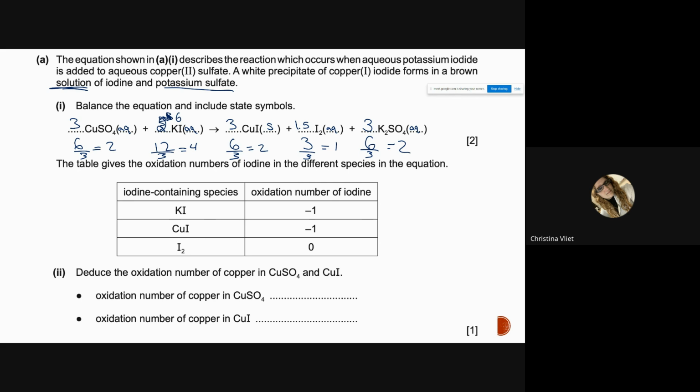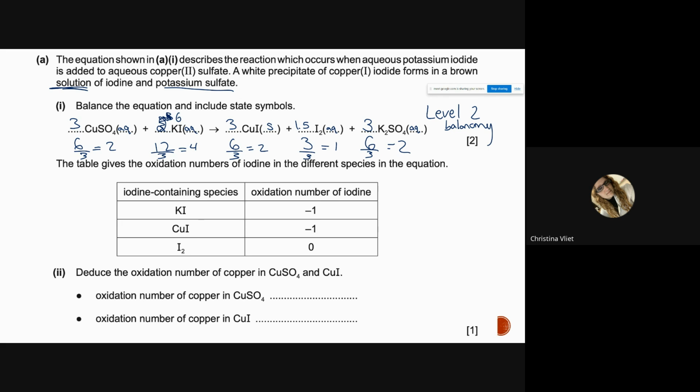So kind of level maybe 2-ish balancing, right? Because you had to go back and forth a bit. I would call that a level 2 on the balancing. Level 2. Definitely not the easiest it could be.